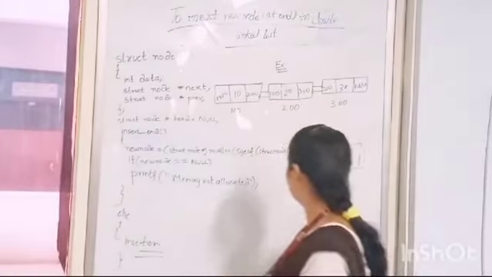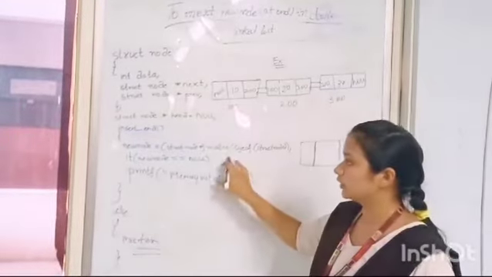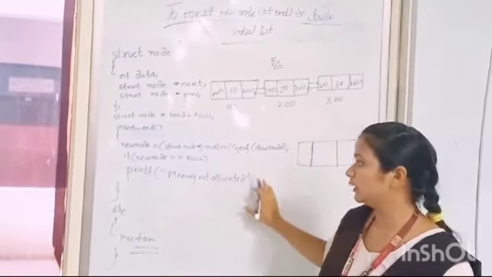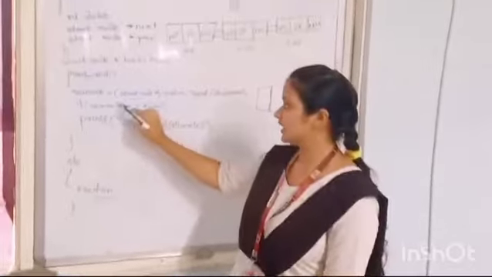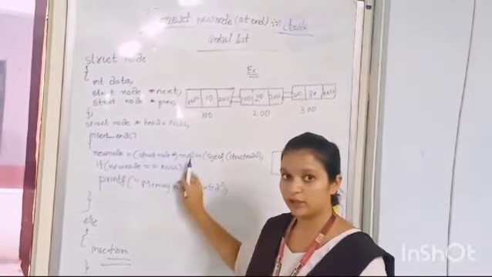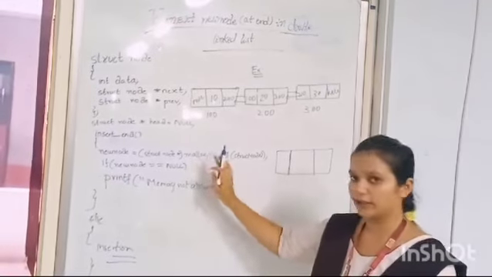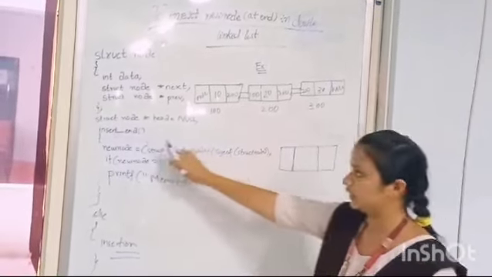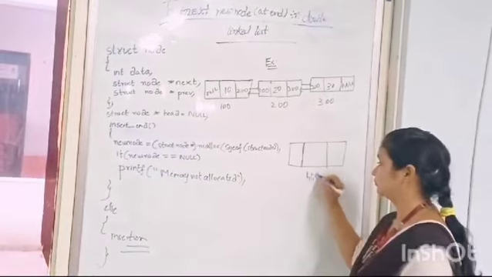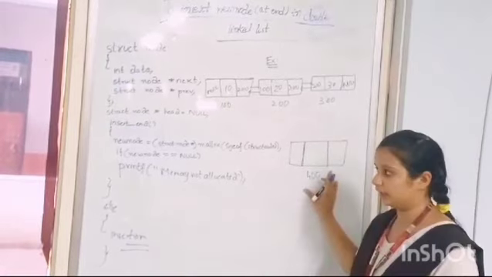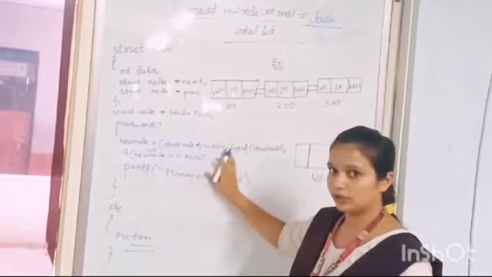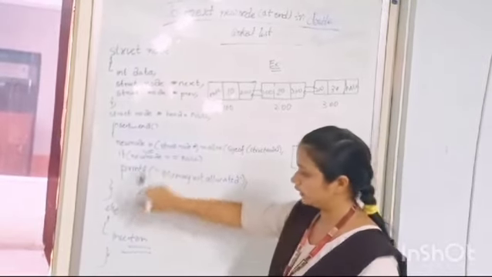When we create this new node, it checks whether the memory is allocated for the new node or not. If the memory is not allocated, it prints memory not allocated. Here it checks the condition whether new node is equal to null or not. If new node is equal to null, it means the memory is not allocated. For example, if memory like 400 is allocated to the new node, it checks 400 equal to null. It's false, so it enters into the else block.